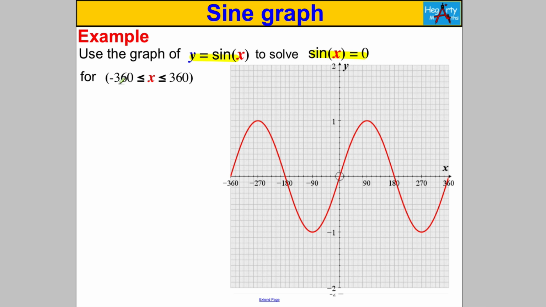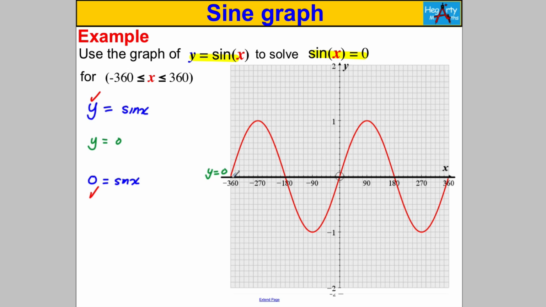For x between or equal to negative 360 and 360. So if we've got the graph y equals sine x, and we want to solve 0 equals sine x, we're going to let the y number equal 0. So we're going to draw the graph y equals 0, which we know from many a time is just the x-axis, isn't it? So we're going to draw that graph in. It's going to be here, and that there is y equals 0.